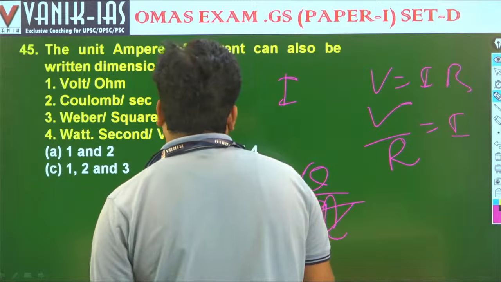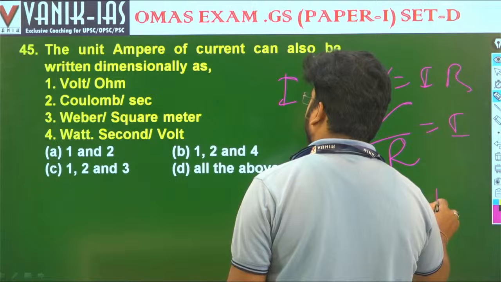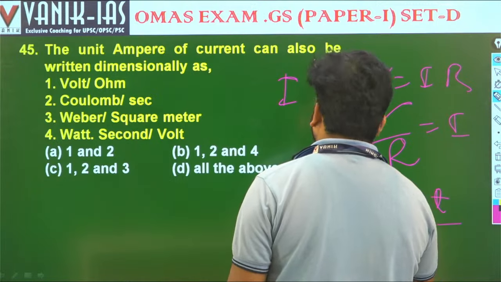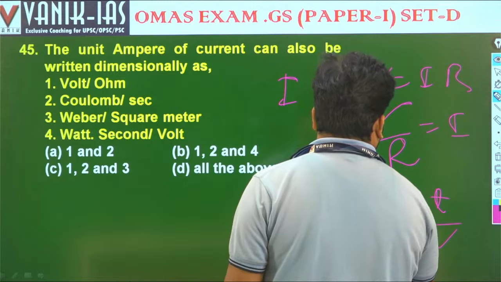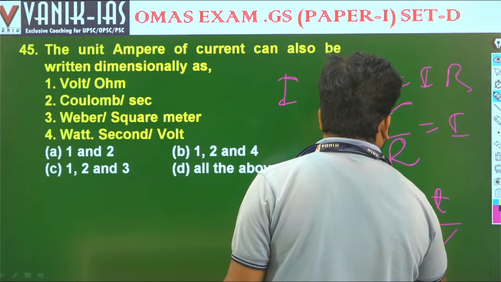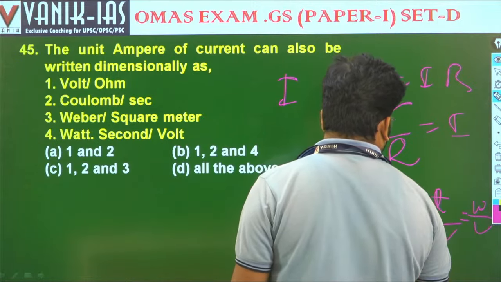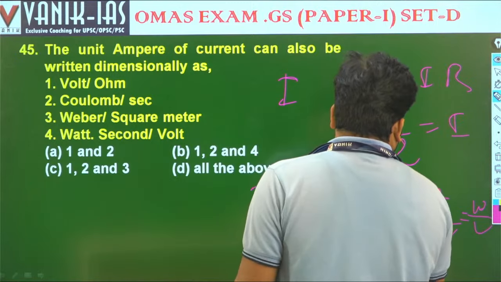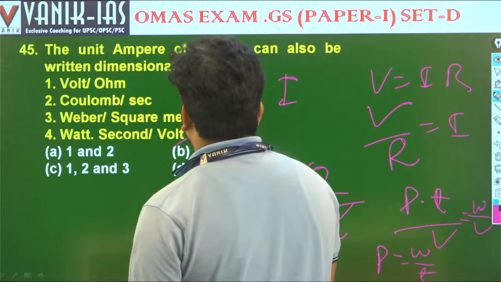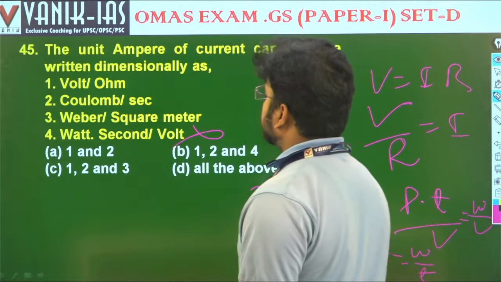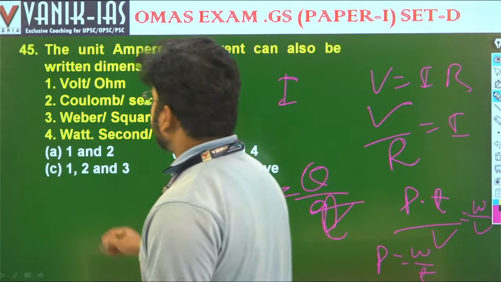Watt into second by volt. Watt means power, power into second, PT by volt, power equals W by T. So PT means it is W by V. Now this is work, joule by voltage, this is wrong, this is not current. Weber per square meter is not current, that is about flux. So 1 and 2 options are correct here. Basic physics formulas.